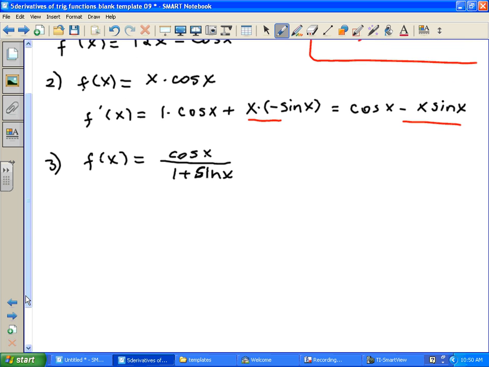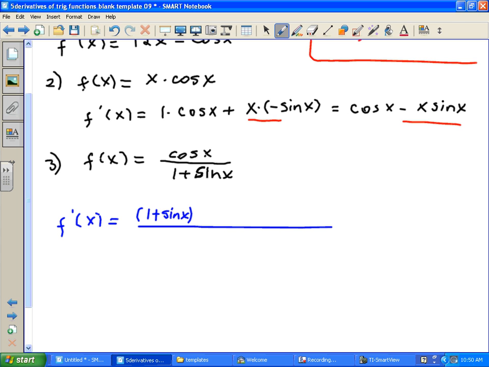So with the quotient rule, let's see, f prime equals. So I take the lower expression times the derivative of the higher. We just learned that one, right? So that's negative sine x minus the higher expression times the derivative of the lower. What is the derivative of 1 plus sine x? Just cosine x, because the derivative of 1 is 0. So it's going to be just cosine x. Everything over the bottom, quantity squared.